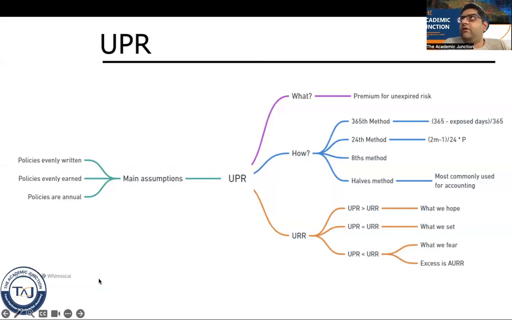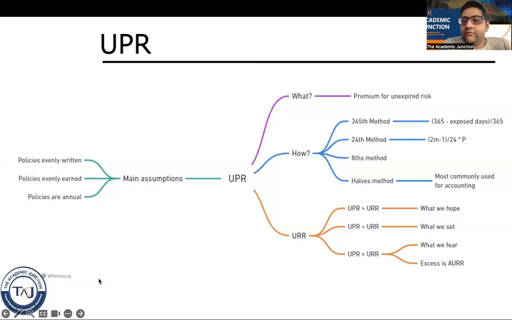So now the question is the differentiation between URR and UPR. A lot of students have this doubt. What is URR and what is UPR? UPR greater than URR is what we hope to achieve. It means that if my UPR is greater than my URR, my future unexpired risk is profitable for me as a business. Exactly. That is what everybody hopes to achieve.